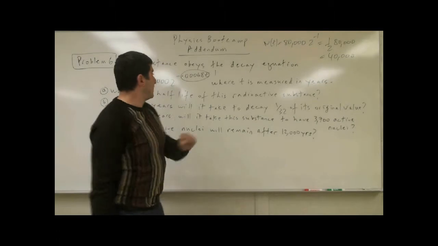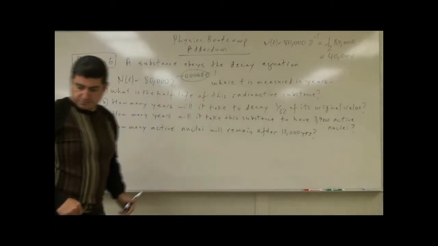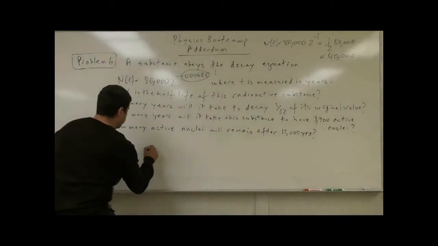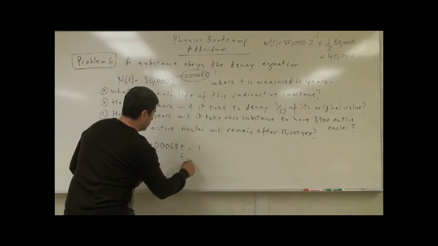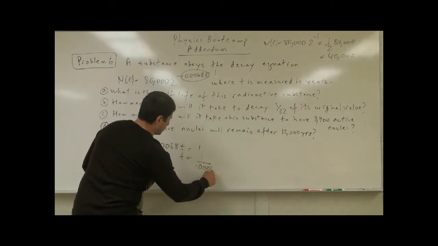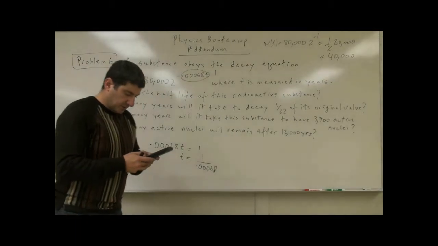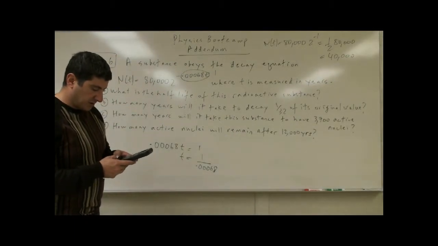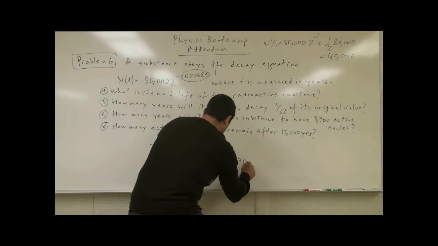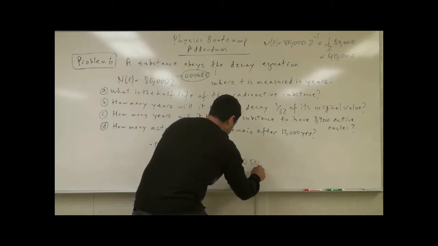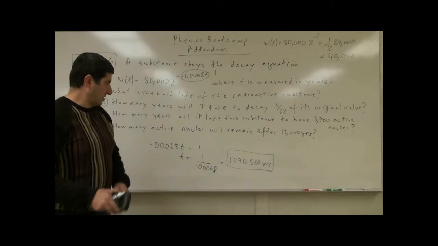So in order to find the half-life, we set this exponent equal to 1, and then we solve for t, right? So we say 0.00068 t is equal to 1. t is equal to 1 divided by 0.00068. Okay, so what is that equal to? 1 divided by 0.00068 is 1470.588 years. So about 1,470 years is the half-life of this substance.